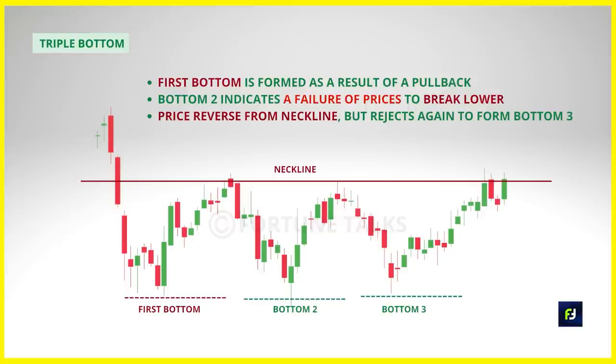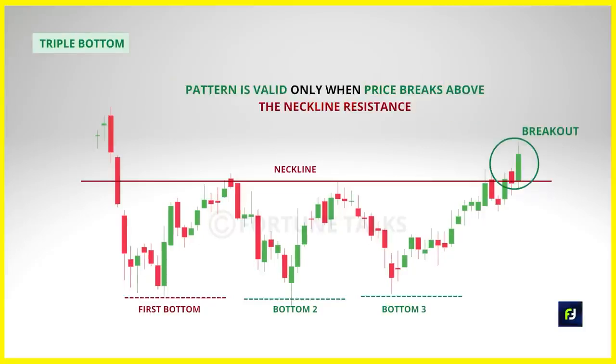So there are three lows visible, or three failed attempts to break out lower. Now this looks like a triple bottom pattern and is only confirmed when the price breaks above the high of the consolidation, or the neckline resistance level. The entry, stop loss and target criteria are similar to the rules of the double bottom pattern itself.